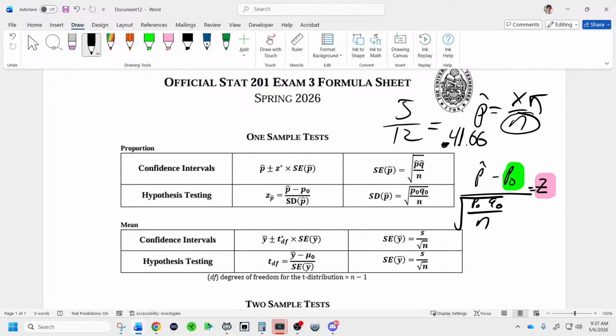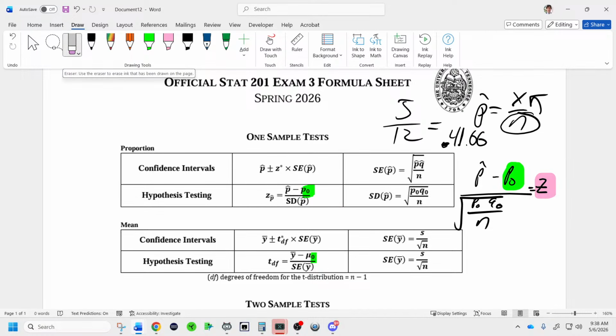So P naught is what you assume is true according to the null. It's what you hypothesize. Anytime you see this little naught on it, that is hypothesized according to the null, like the true mean that we hypothesize is true down there. So the little naught is associated with the null hypothesis. So the true proportion is equal to what we hypothesize the true proportion to be. Or in another example, you could say the true mean, down for the next one, is equal to what we hypothesize the true mean to be. So this little naught right there is associated with this, and it's hypothesized according to the null. So it's the hypothesized truth.